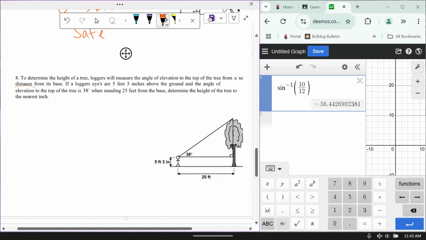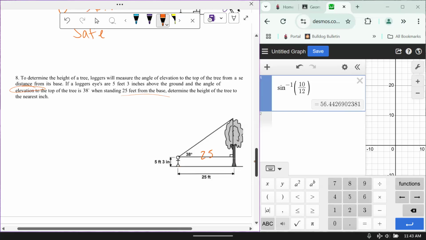Okay, angle of elevation. This is where we're talking about this again. So we got our logger right here. Here's our logger. He sees the top of the tree. It's 38 degrees. And then he is standing 25 feet from the base of the tree. So right here, this is 25.